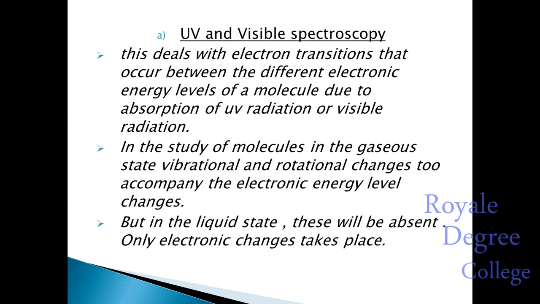Now we'll see about ultraviolet and visible spectroscopy. What is this? This deals with electron transitions that occur between the different electron energy levels of a molecule due to absorption of ultraviolet radiation or visible radiation. In the study of molecules in the gaseous state, vibrational and rotational changes accompany the electronic energy level changes. But in the liquid state, these will be absent. Only electronic changes take place.